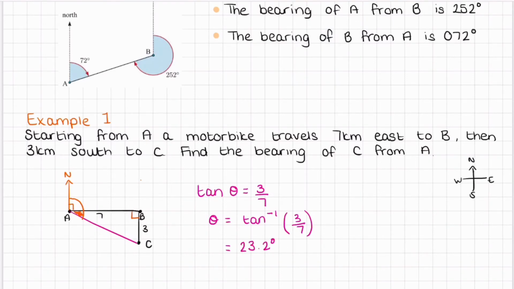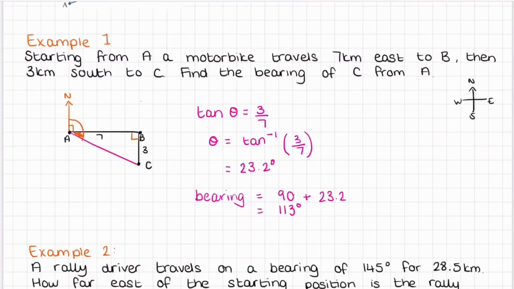Now that's just that little bit there, okay, from the horizontal down to the line. But we also need to add the 90 degrees back in, so we're going from north. So that means our bearing will be 90 plus 23.2, which will give us 113 degrees. So with bearings, we very rarely write decimal points. You always just round to the nearest angle. So when we do that, we'll get 113 degrees.